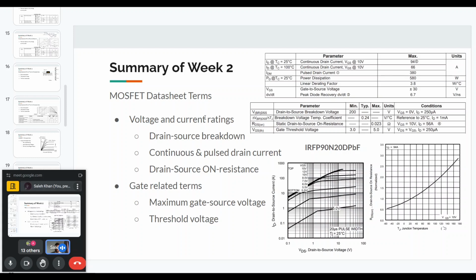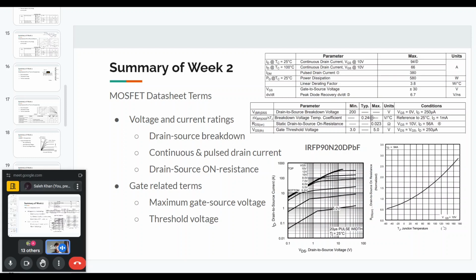So for example, you can see there is also a voltage temperature coefficient. So that means if the temperature of the device rises, then the breakdown voltage will also rise slightly. So for example, it is given at 0.24 volt per degree centigrade. So if it rises by 10 degrees centigrade above 25 degrees, then the breakdown voltage will increase by around 2.4 volts. So that is also given in the data sheet.